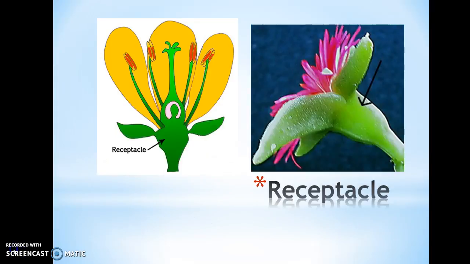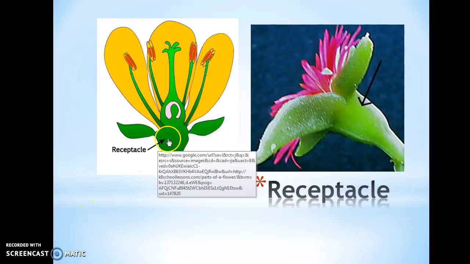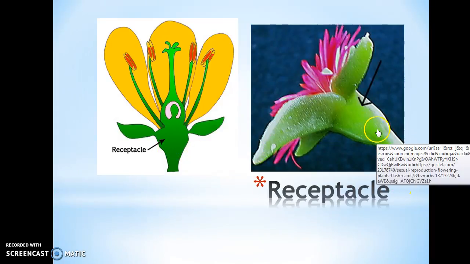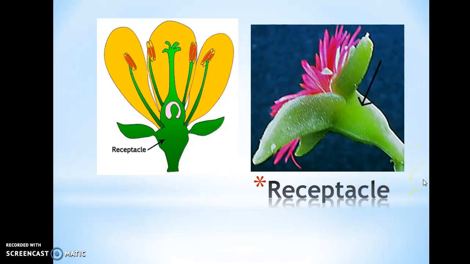Okay, the next part is called the receptacle. So the receptacle is the very bottom of the plant. So right here, right underneath the sepal. And its job, again, is just to be the base of the flower. It doesn't have any other job, just to be the base of the flower.